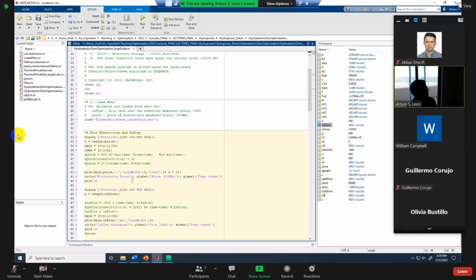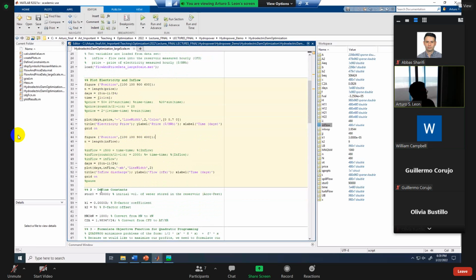Okay, sounds good. By the way, guys, here I have defining constraints, right? Initial storage is 90,000. The value of K1 is this. The value of K2 is this. This is just to convert from megawatts to kilowatts. Remember, a kilowatt is 1,000 watts, and a megawatt is 10 to the 6 watts, right? So to convert megawatts to kilowatts, I have to multiply by 1,000, because it's 10 to the 6 divided by 10 to the 3, so it's 1,000.